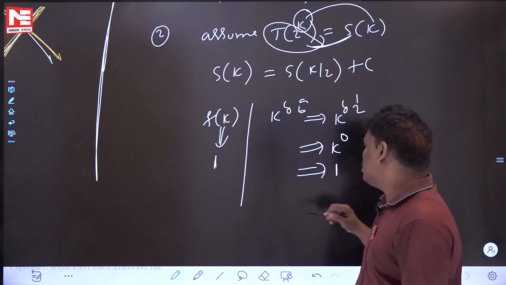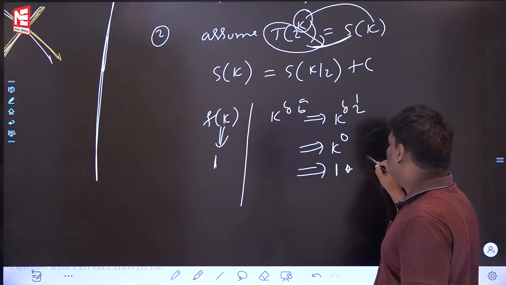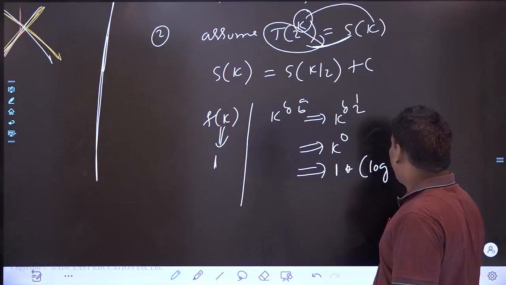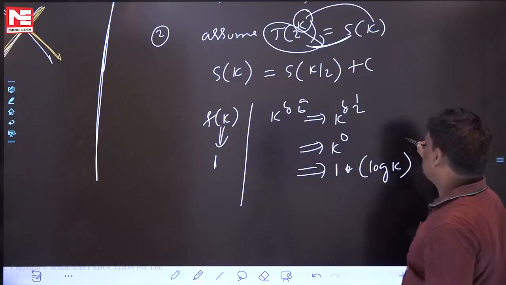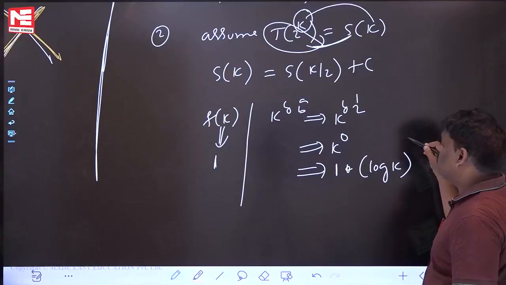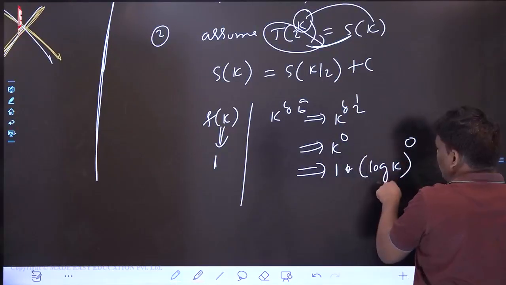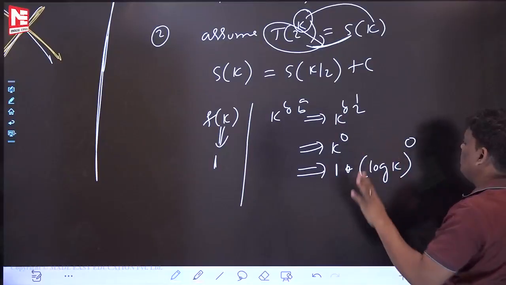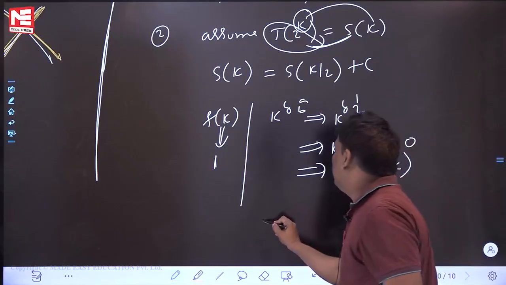Case 3. What will case 3 say? Case 3 says just go to the right hand side and multiply by, what is the answer? Log n whole power k. But here it is not log n, it is log k whole power k. Log k whole power something, so that both are equal. I think 0. Wherever n's are there, log n; wherever k's are there, log k. Log k whole power something, then both are equal. Yes.